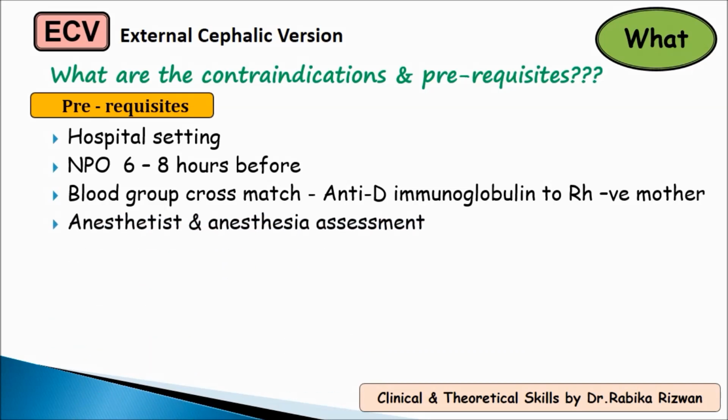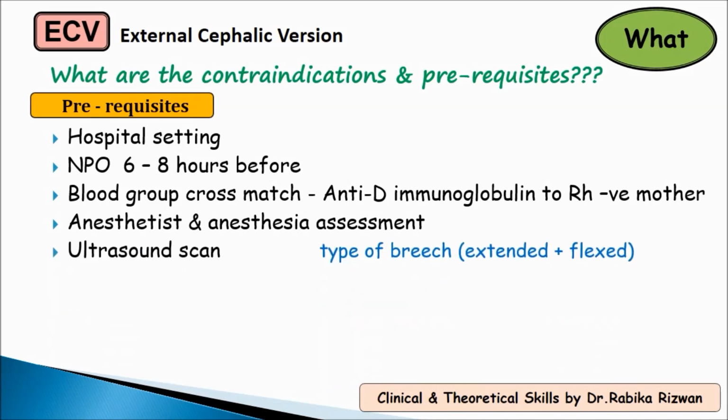If your patient has a negative blood group, that is B negative, O negative, or AB negative, the next important prerequisite is the presence of an anesthetist and anesthesia assessment. Again, this is needed for emergency C-section, so you should inform the anesthetist prior to performing ECV, and anesthesia assessment should be done as a backup.